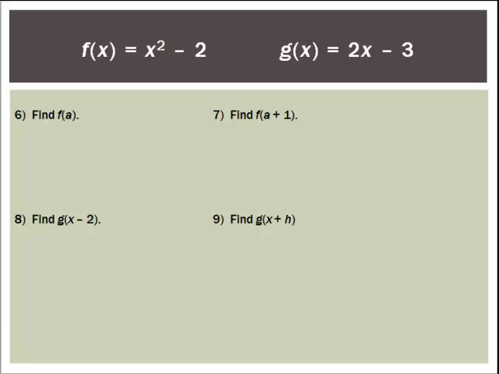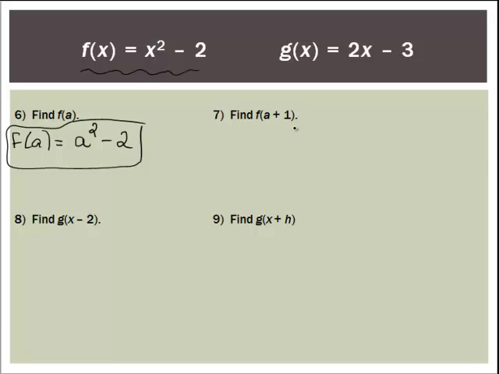Okay, so now we change it up a little bit and throw some variables in there. What if we wanted to find f of a when f of x is this one? Well, f of a means take out the x and put an a in there. So a squared minus 2. That's all you do with that one.